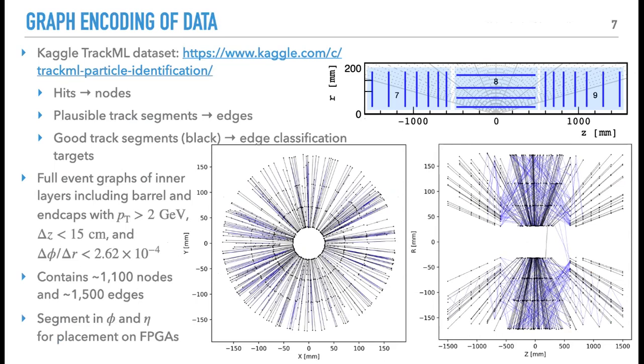Shown here are full event graphs of the inner layers of the detector for these layers shown here. This is with a specific pT cut of 2 GeV and some other geometrical requirements. In the end, we end up with a graph that contains roughly 1,000 nodes and 1,500 edges. And for the HLS for ML implementation, as I'll discuss in a bit, we actually segment this further in eta and phi to start with smaller models and smaller graph sizes.